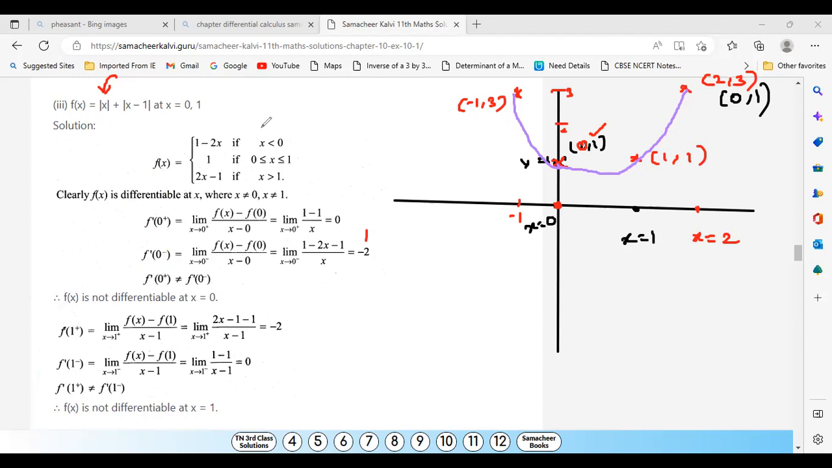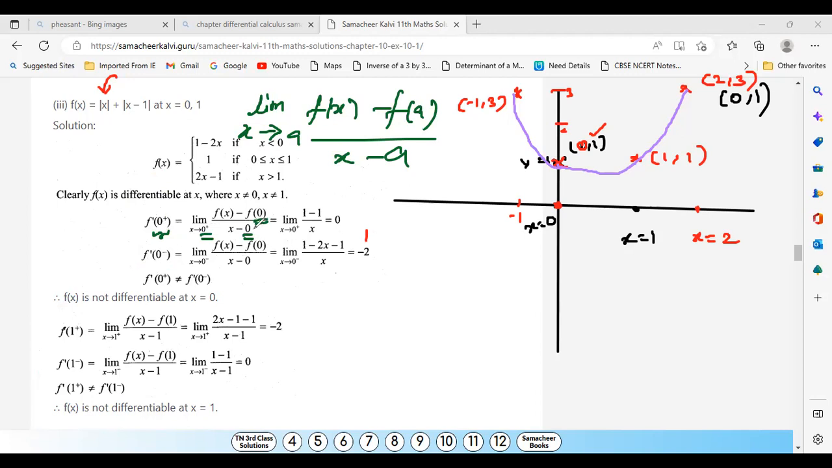Yes, ma'am. So now let's go on to the first principle theorem and make the substitution. You know how first principle theorem works. So it's just limit x approaches a, f of x minus f of a upon x minus a. So here you do have 0. Simply replace the value of a as 0 here. So f of x for 0 plus. 0 plus means greater than 0, isn't it? What is greater than 0? For greater than 0, which part of the function will act? 1 minus 2x, 2x minus 1, or 1?